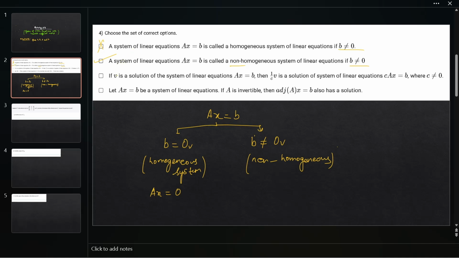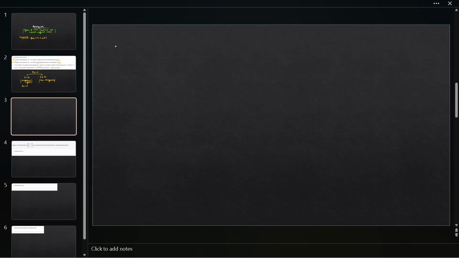Now, moving on to option 3, that says if V is a solution of the system of equations Ax equal to B, then 1 by C times V is a solution of the system of linear equations C Ax equal to B, with C not equal to 0. So let's discuss option number 3. It says if we are given a system Ax equal to B and we know V is the solution of this system, then that means we can write AV equal to B.